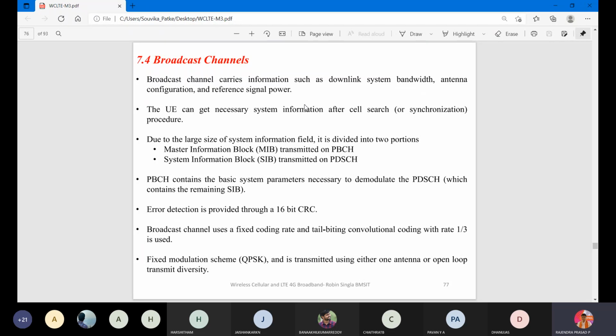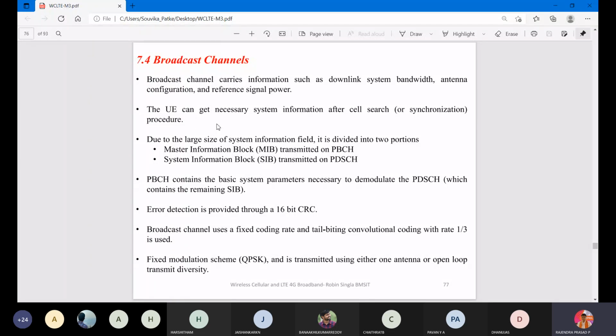So the broadcast channel carries information such as downlink system bandwidth, antenna configuration, and reference signal power, right? The reference signal power means what exactly the device configuration setup value will be. That power value has to be taken care of, because broadcasting indicates that it has to transmit to multiple users. So when I am transmitting to multiple users, the information should be carried to all the devices. That thing you need to take care of, right?